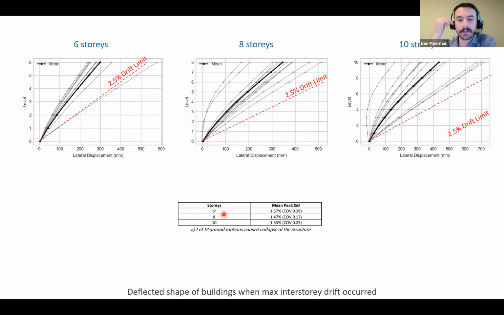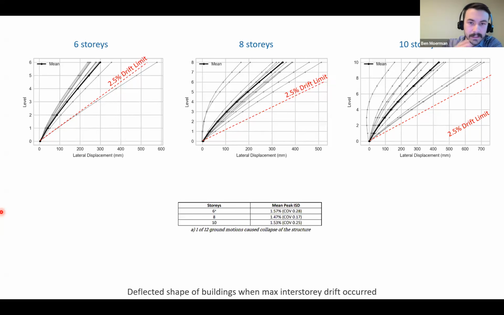First looking at the mean interstory drift levels. So this is the 6, the 8, and the 10-story building. All of them showed a mean peak drift of around 1.5 to 1.6%, which isn't too bad for drift. So I felt the stiffnesses were reasonably good. And that sort of reinforced my thinking behind the design approach being a force-based approach.